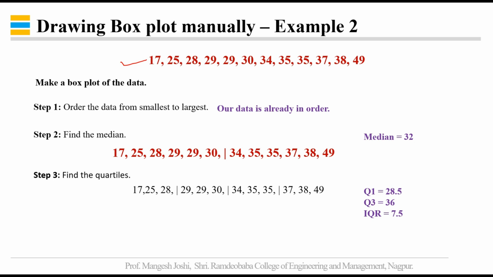Again, if you have these values, your objective is to make a box plot of this data. Step 1, arrange the data in order. Step 2, find the median, which is 32. Step 3, find the quartiles. So this is quartile 1, quartile 2. Q1 is the average of these two, 28 plus 29 by 2, so your quartile 1 is 28.5. Quartile 3 is the average of these two, that is 36, and the interquartile range is Q3 minus Q1, which comes out to be 7.5.